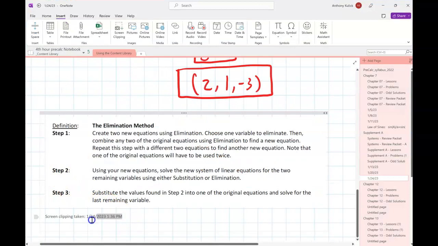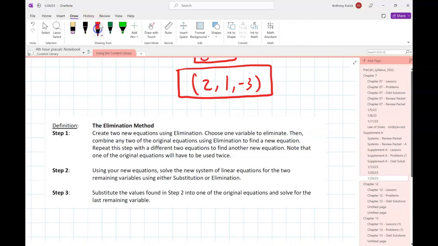So in a 3-variable system, elimination works basically the same way as a 2-variable system, except we're going to have to do 2 eliminations. So step 1, we're going to create 2 new equations using elimination. We're going to eliminate the same variable from 2 pairs of equations. So I might use 1 and 3 and eliminate the x, and I might use 1 and 2 and eliminate the x. But you got to eliminate the same variable. That creates 2 equations and 2 variables, which I solve just like a 2-variable equation. Let's do a numeric example to kind of hammer that home.